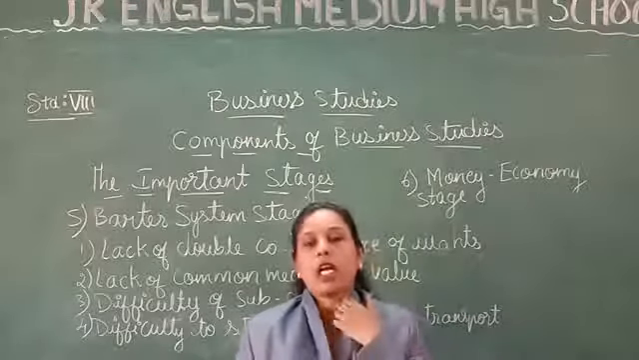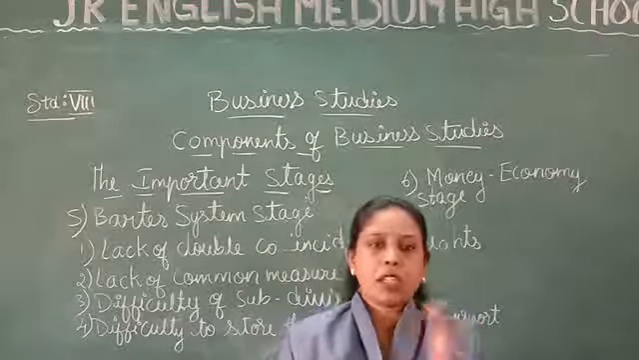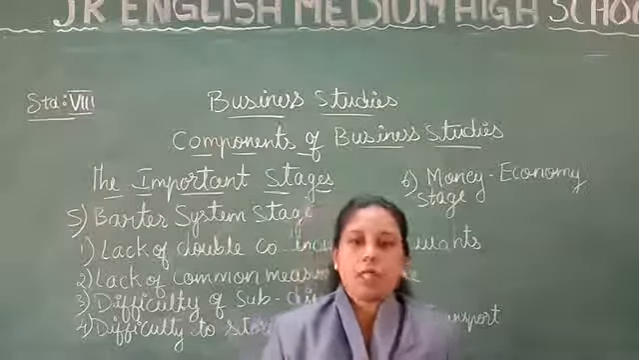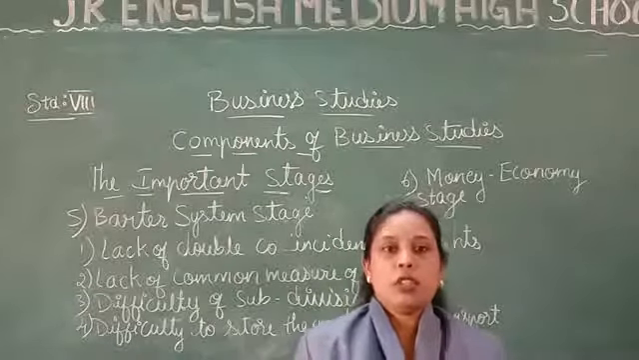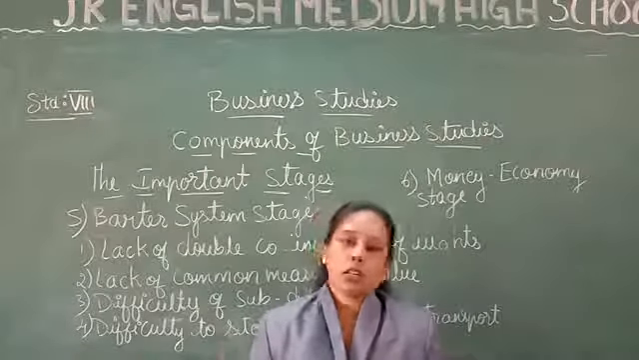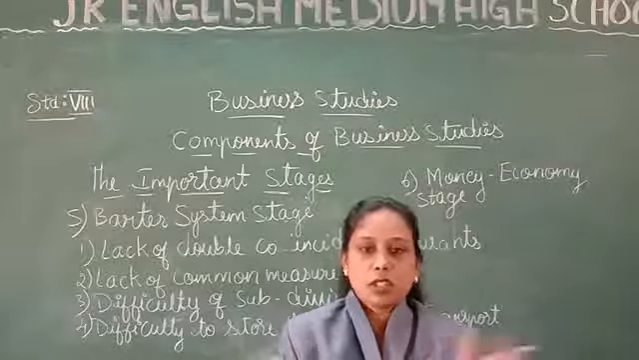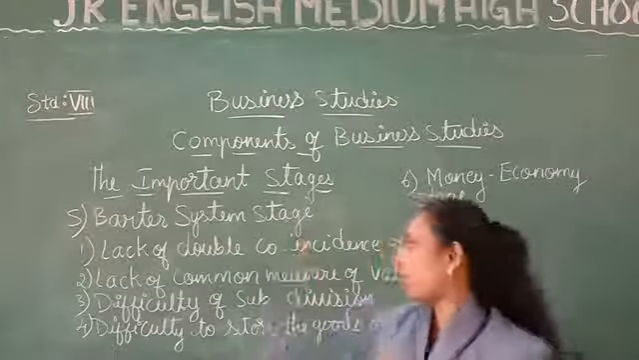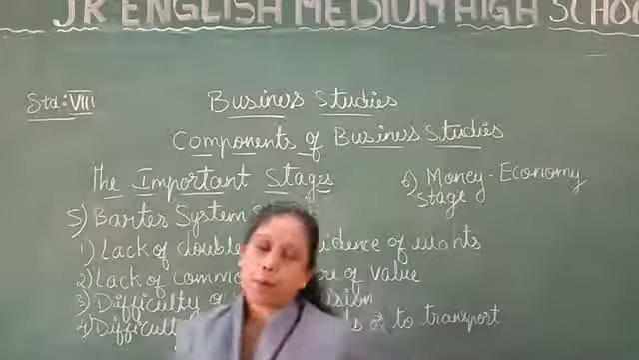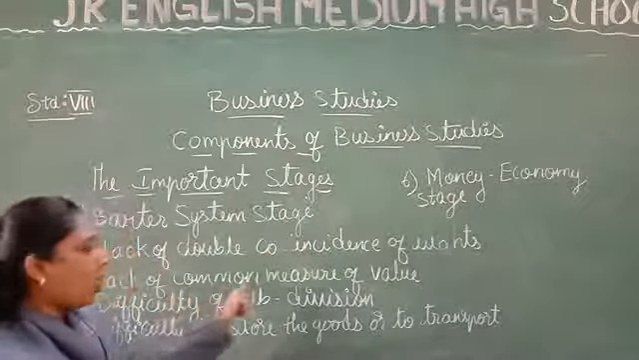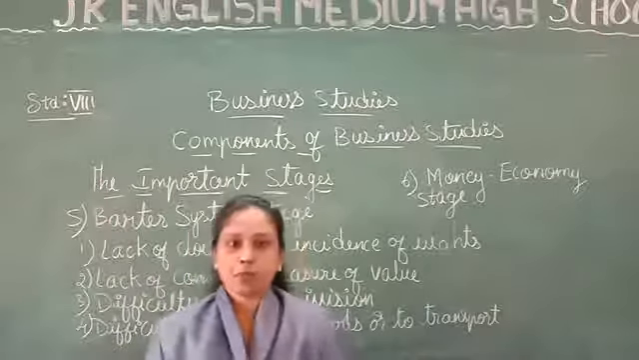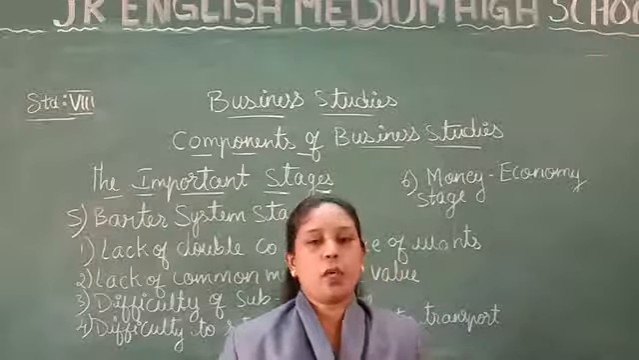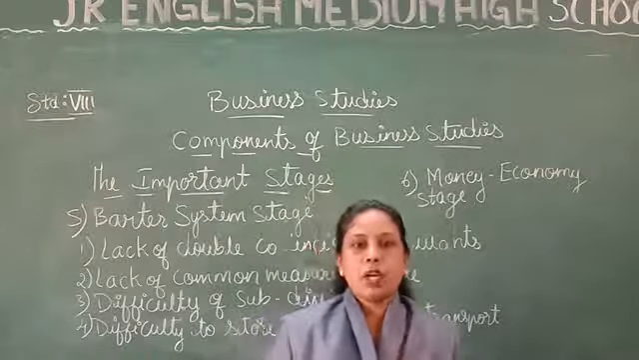Now, for example, a person has paddy and wants wheat. Another person has wheat but he wants jowar, and he is not ready to take the paddy. So this is called a coincidence. Got it? And that is one of the problems. The next one, lack of common measure of values. Here it was very difficult to decide the quantity of one commodity against another.